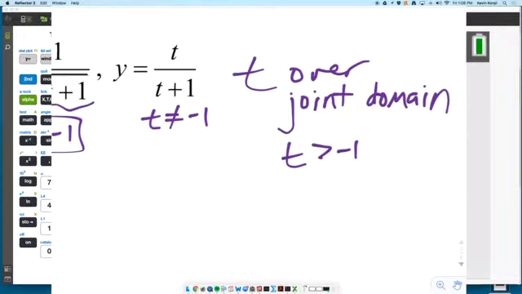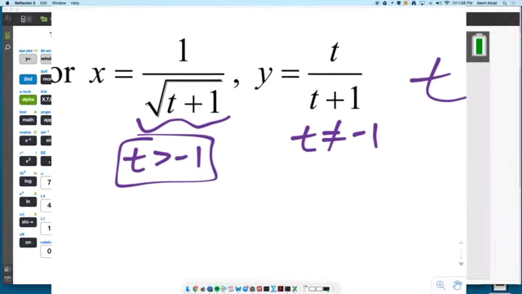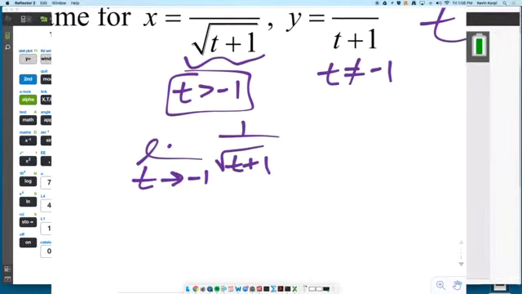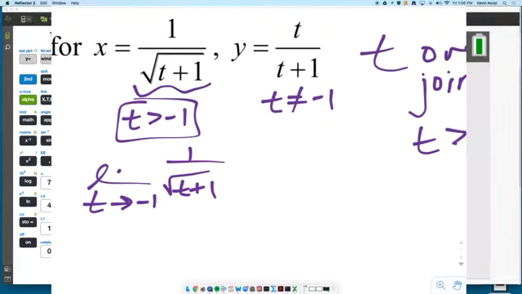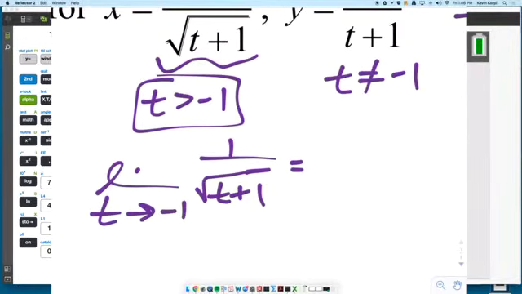Okay. So anyway, let's do this. Let's see what the x and y are approaching as t approaches negative 1. All right, so what would my x values be approaching as t approaches negative 1? Infinity? It has to be infinity, right?